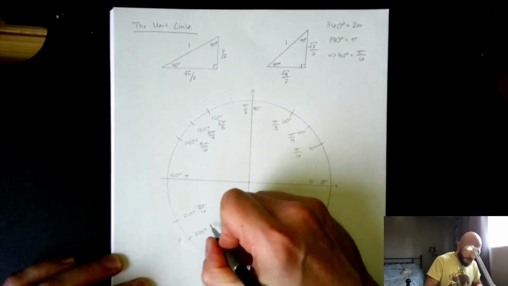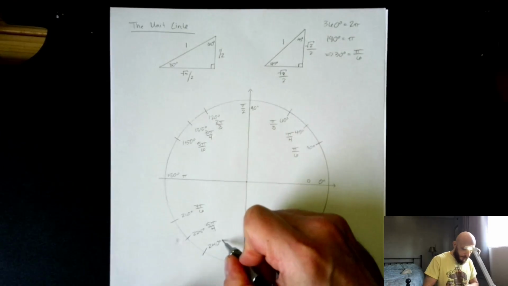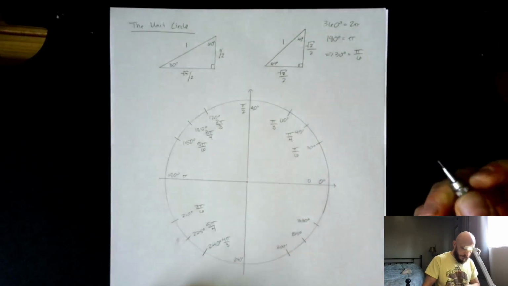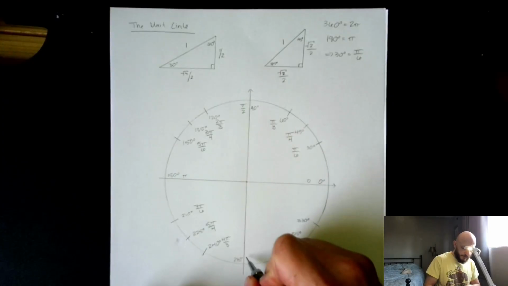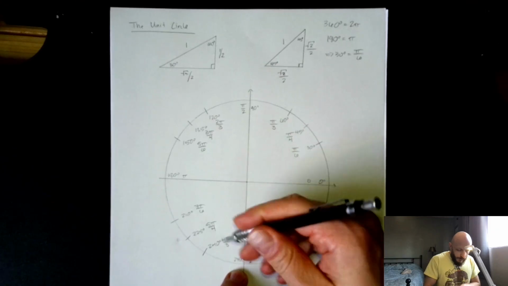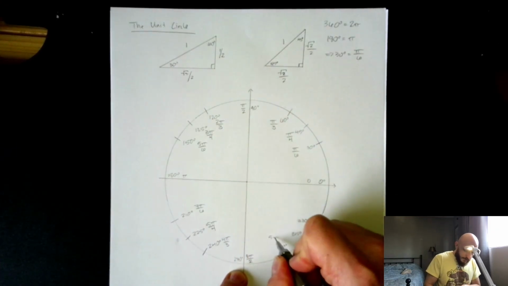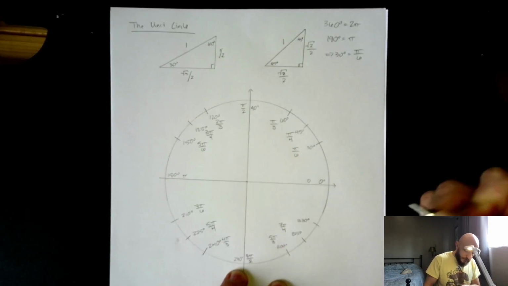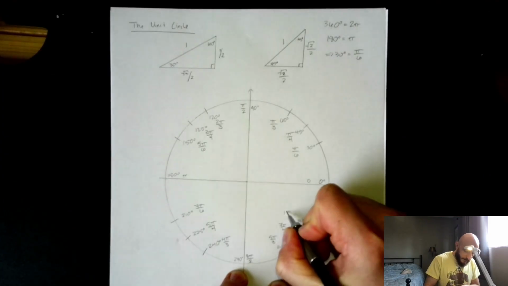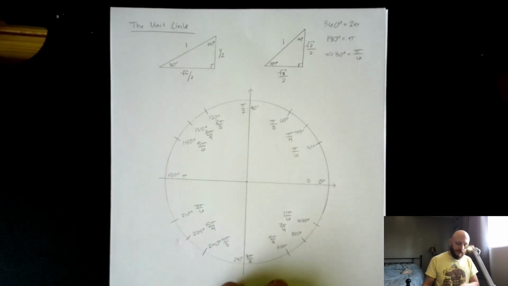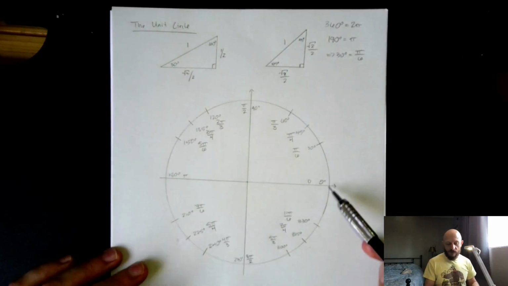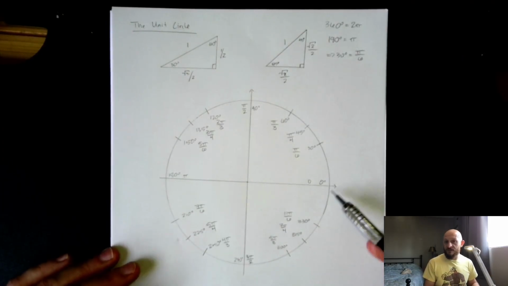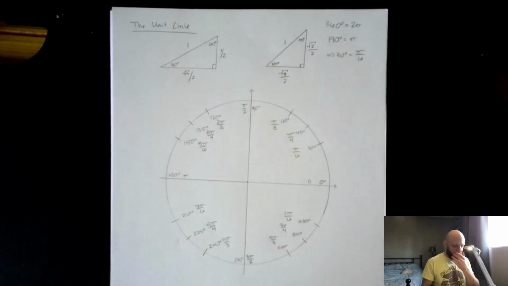4 pi over 4, 5 pi over 4. 3 pi over 3, this must be 4 pi over 3. 270 degrees would be 3 pi over 2. Right, 300 degrees is 5 pi over 3. 7 pi over 4 is 315 degrees, and 11 pi over 6 is 330 degrees, and then we're back to where we started. 2 pi is the same as 0 degrees, is the same as 360 degrees, the way that we've listed this all out.